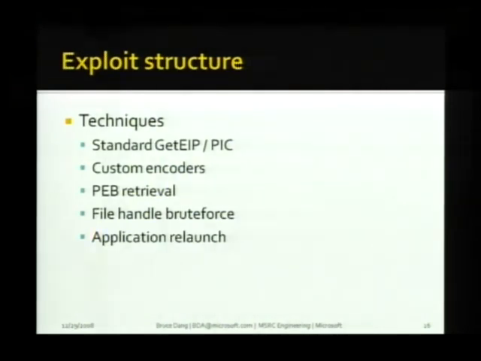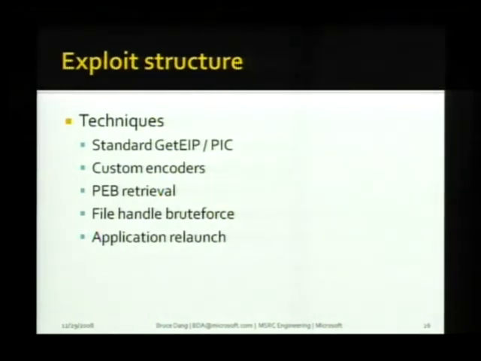And then it uses the very standard Win32 shellcode technique, pub retrieval, to get the base address of kernel32, because we don't do syscalls through int 0x80 like we do in FreeBSD or Linux. And then the last two characteristics are fairly unique. One is file handle brute force and the other is application relaunch.